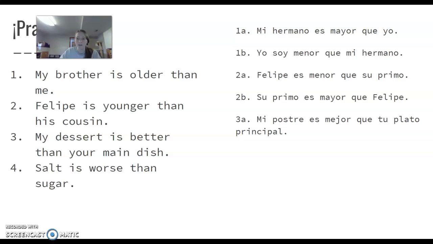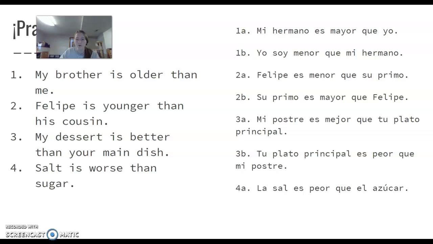Number 3, mi postre es mejor que tu plato principal. My dessert is better than your main dish. Tu plato principal es peor que mi postre. Your main dish is worse than my dessert. Those are the same idea. Salt is worse than sugar. La sal es peor que el azúcar. And then the other way, el azúcar es mejor que la sal. The sugar is better than the salt.